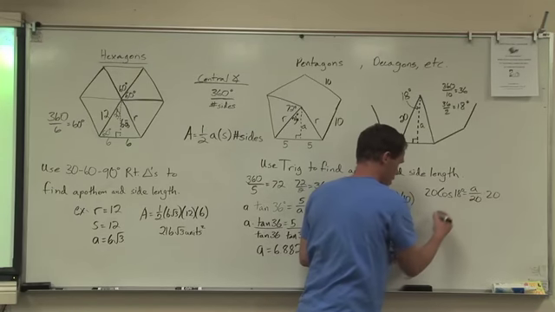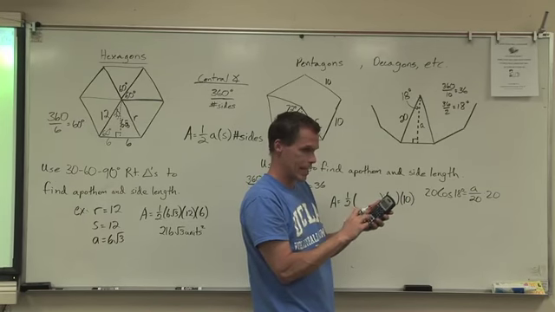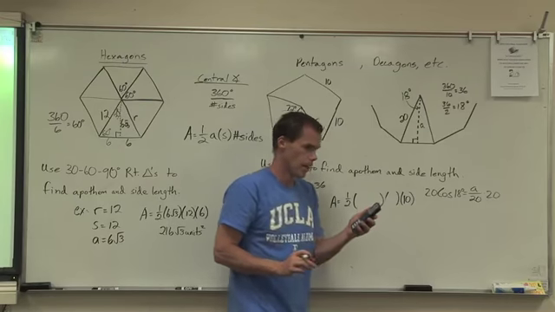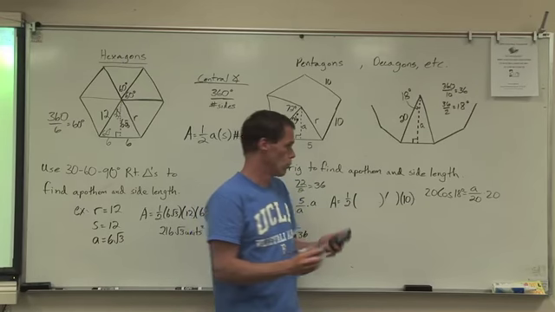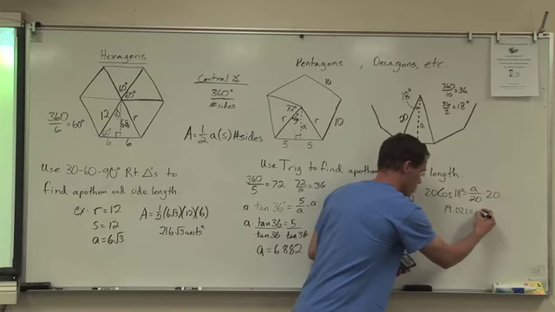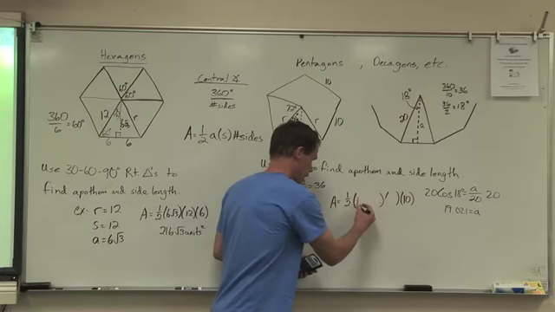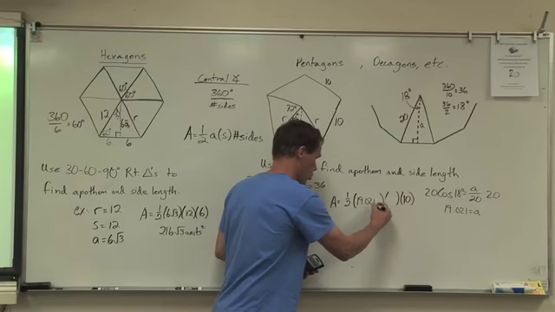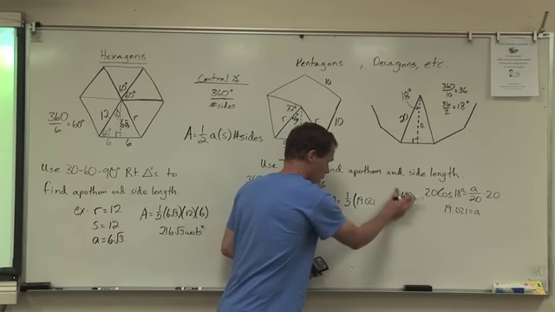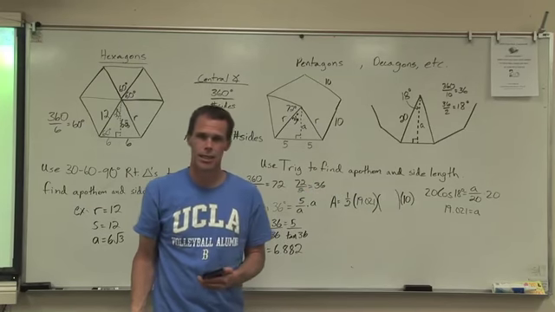Multiply by 20, and we've got 20 times the cosine of 18. And I've got 19.021. So 19.021 equals apothem. Okay, well, I can put that in here, 19.021. So all I'm missing now is my side length.